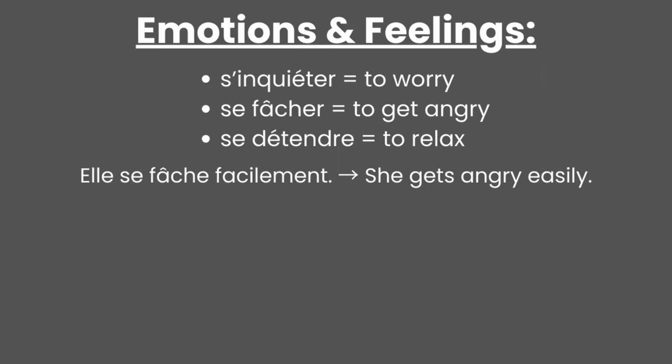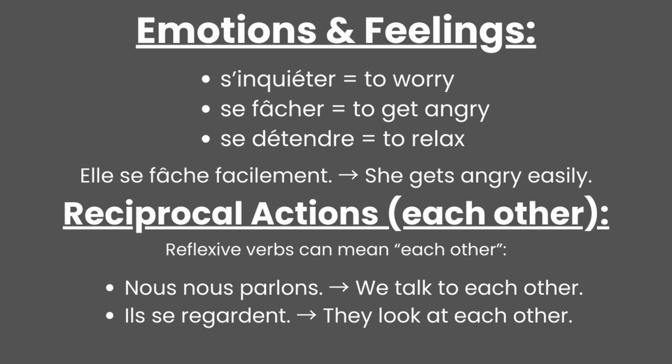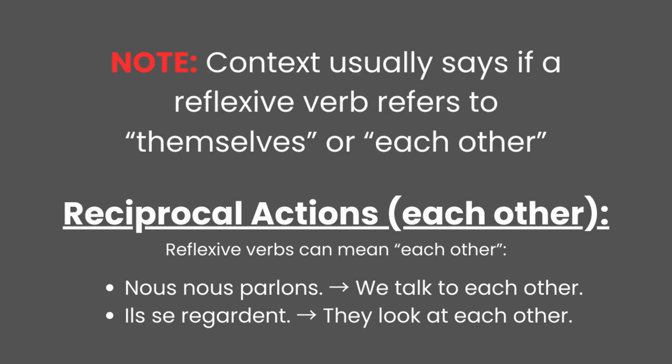For emotions and feelings, the forms of some verbs may not make sense in English, but it's how they're used in French. S'inquiéter, se fâcher, se détendre. Elle se fâche facilement. She gets angry easily. For reciprocal actions, reflexive verbs can mean each other, like saying Nous nous parlons. We talk to each other. Ils se regardent. They look at each other. As a note, context usually says if a reflexive verb refers to themselves or each other, because the pronoun can mean both, depending on context.